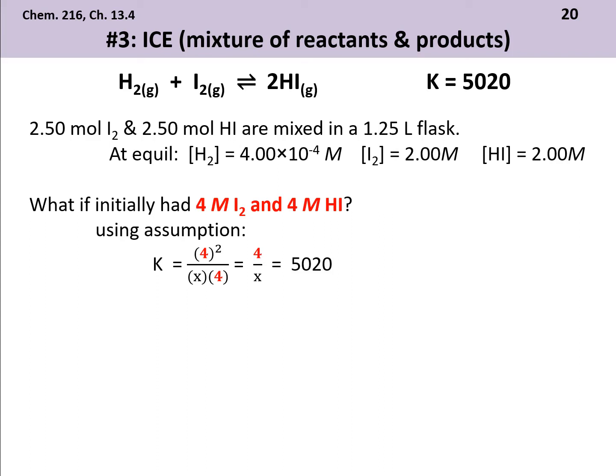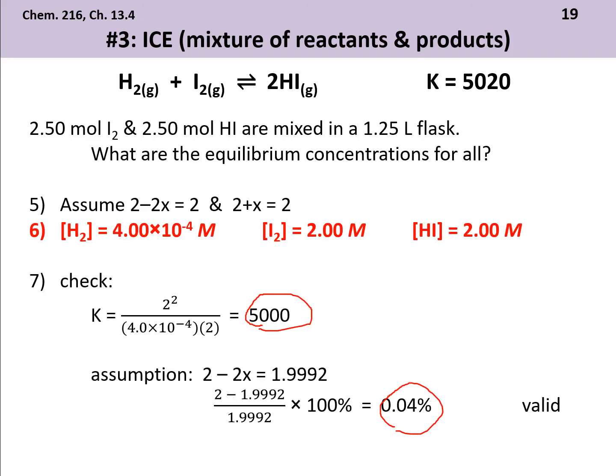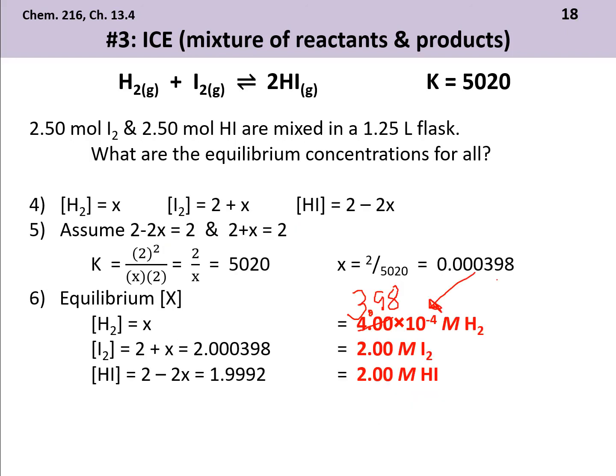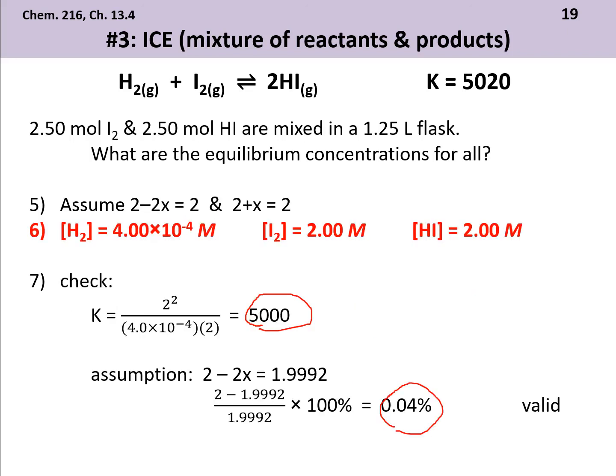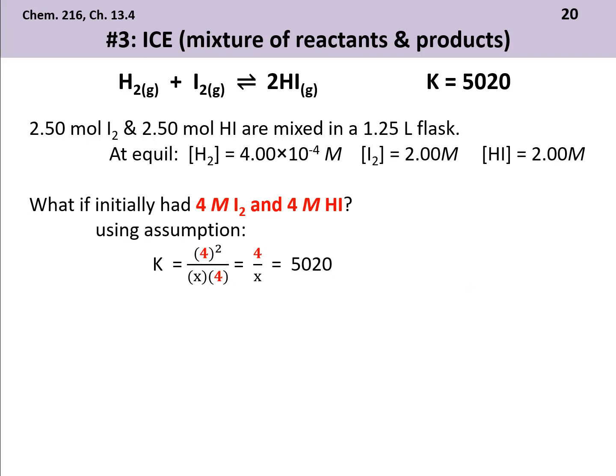Okay, now let me just go through on the screen one more example. So in this last one, we said that it's 2 squared, or actually go back one. We said 2 squared over x times 2, right? That's because we start off with 2 and 2, right? Let's say, and I'm not going to go through all the steps, let's say instead of starting with 2 molar, we started with 4 molar, okay? Well, what I would get is 4 squared over x divided by 4, or 4 over x equals 5,020, right? I just did all the ICE table behind the scenes.